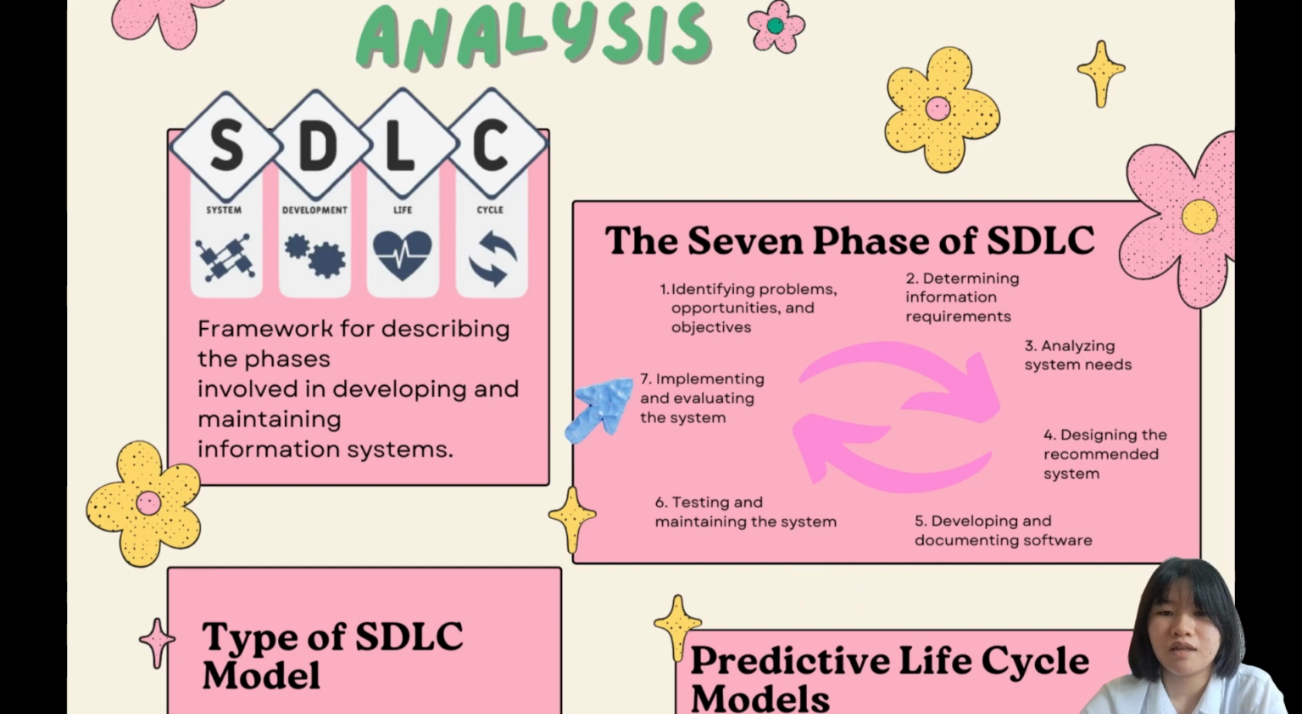The last phase of SDLC is implementing and evaluating the system. This phase occurs when the information system is coded, tested, installed, and supported in the organization. The new system will become part of the daily activity of the organization.